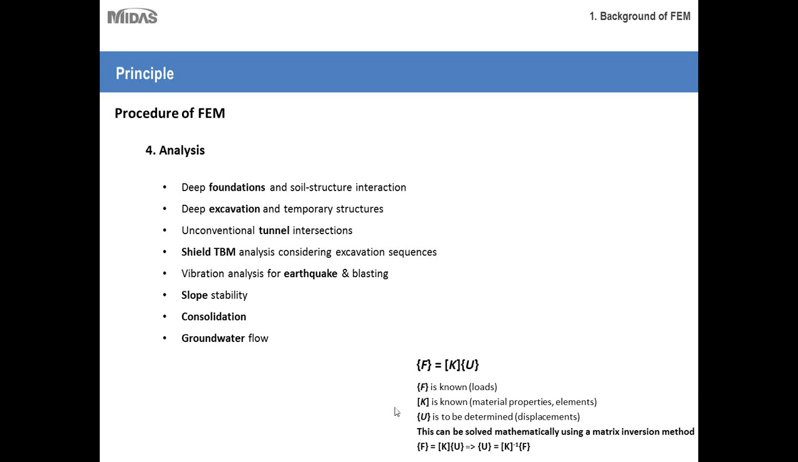So if we look at the formula again, what we are doing under analysis is that as a geotechnical engineer, our prime concern is to find this U, which is the displacement. So what the program does is it uses this mathematical matrix inversion method, where it determines U by inverse of the stiffness matrix times the loads. So this matrix is known, load is known, we can find the displacement. So when you are running the analysis, actually the program is performing this computation to get you the displacements.